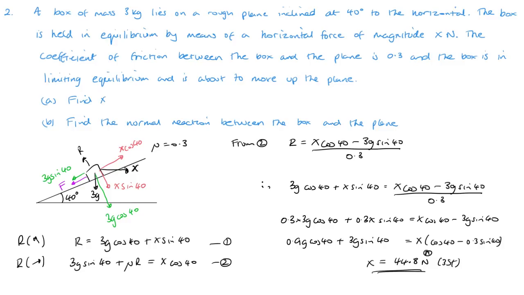So for that we're going to go from equation 1. R is equal to 3g cos 40 plus x sine 40. So times this by sine 40, plus 3 times 9.8 times cos 40, and R therefore is 51.3 newtons to 3 significant figures. And that therefore is question 2 complete.